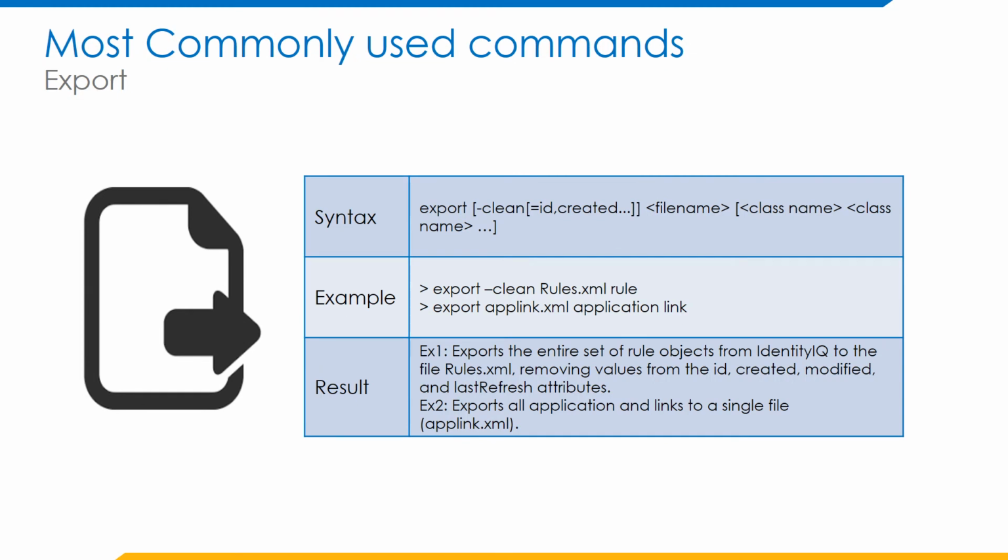The export command. This will write all objects of a given class to a specified file name. This is similar to the checkout command, but the difference is that checkout can be used to write a single object of a given class, whereas the export command exports all objects of the class name specified in the command. If we use this export command without any class name argument, it will export all objects of all classes to the specified file name.